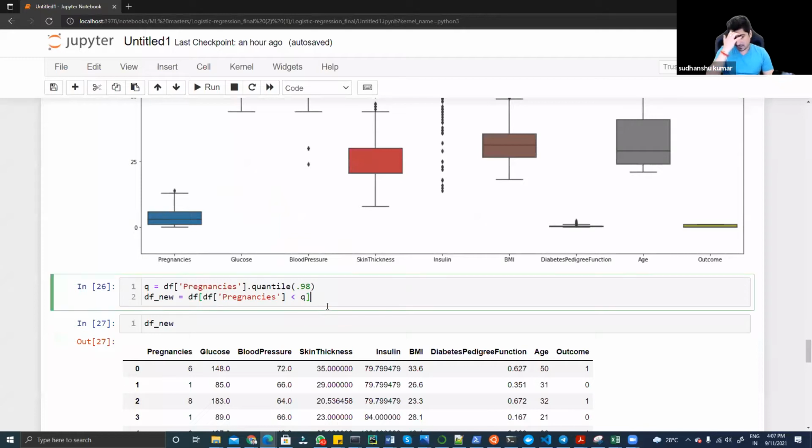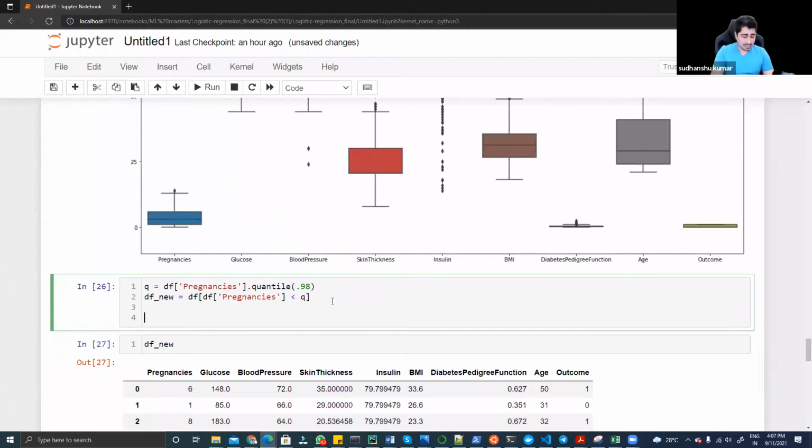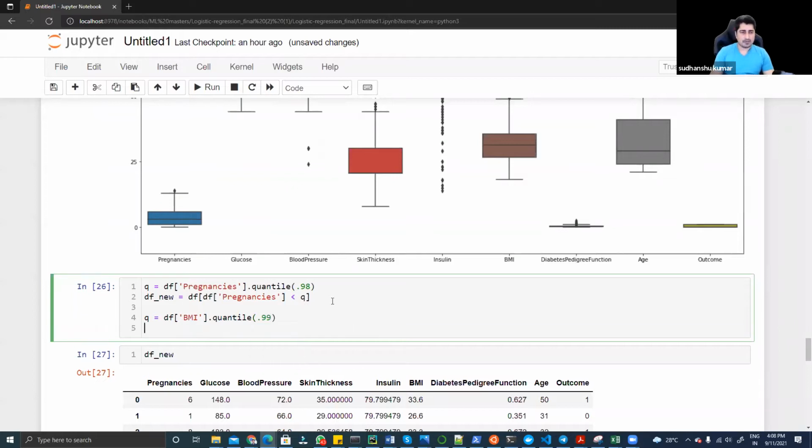Now here, what we can do is write down, from the pregnancies column, I'm trying to lose it. Now I can try to write that, okay, fine. So I can create a quantile range for BMI. There is a possibility for BMI dot quantile. And out of this, maybe I would like to lose 1% of the data, right?